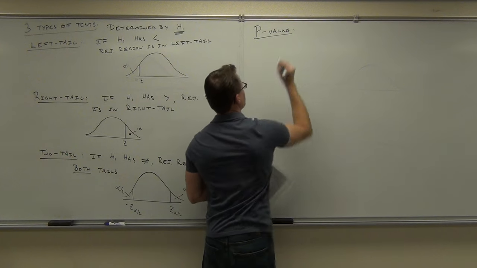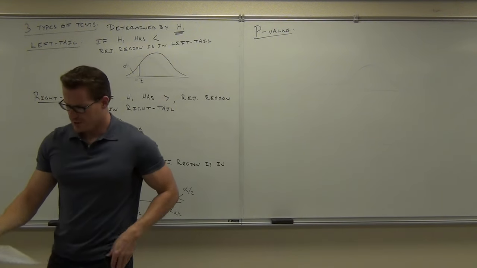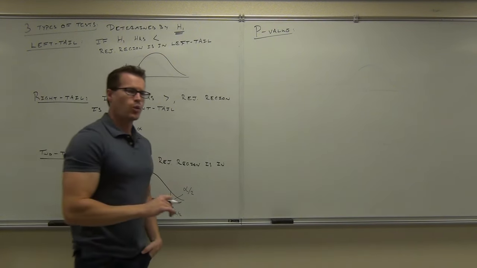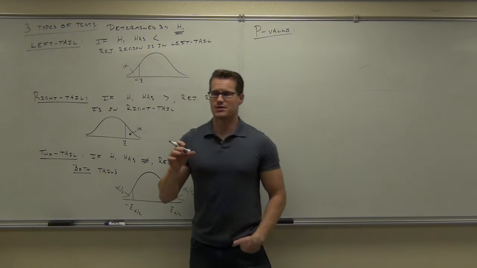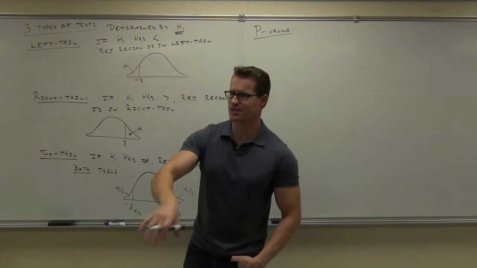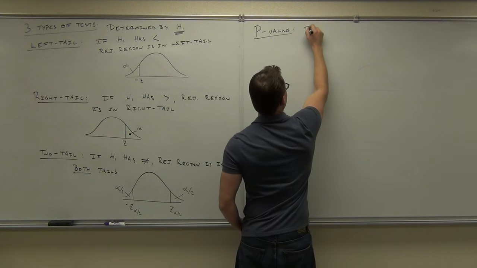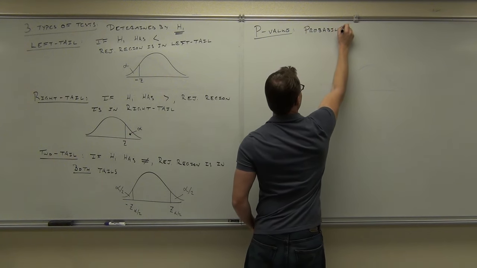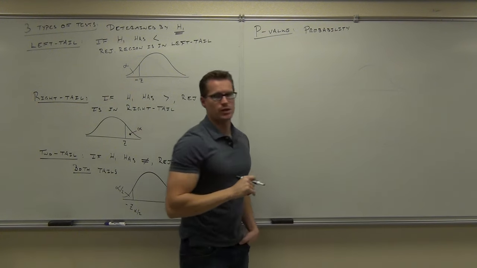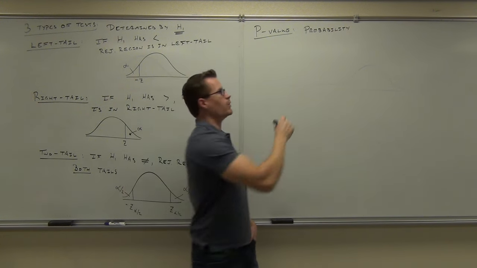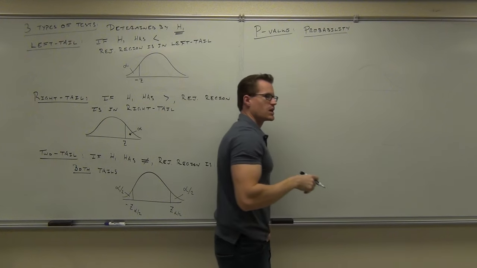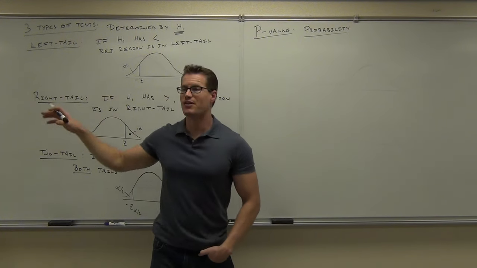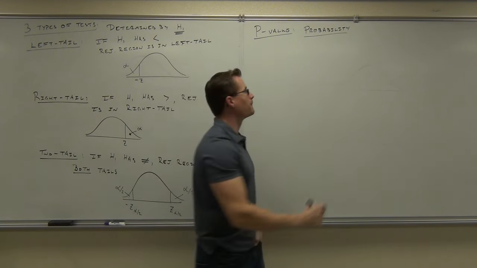So capital P-value stands for a probability value. And what it is, it's the probability that's associated with your test statistic. Is it a proportion? No, it's a probability, and it's associated with your test statistic. That was the 5.84 thing that we found out.